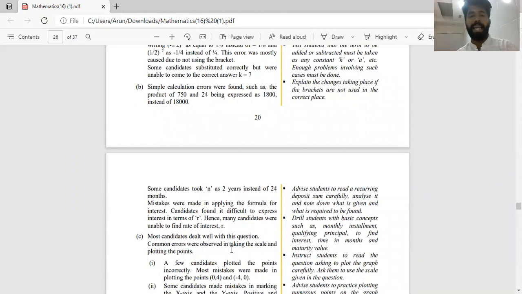Some candidates took n in years. You took n as 2 years instead of 24 months. Mistakes were made in applying the formula for interest. Candidates found it difficult to express interest in terms of R. Hence, many candidates were unable to find rate of interest, that is R.